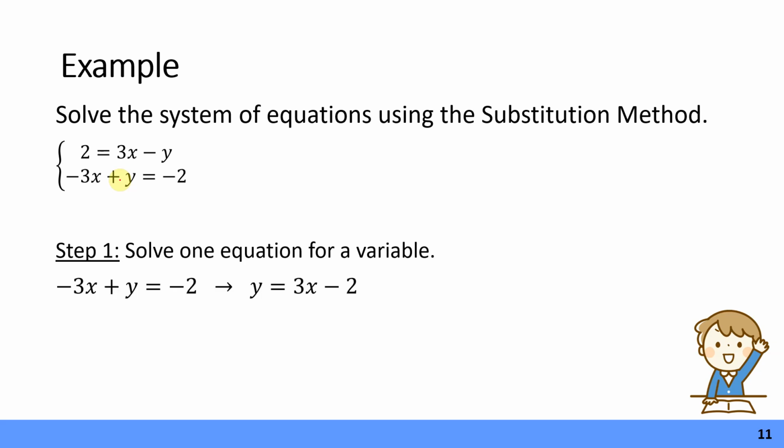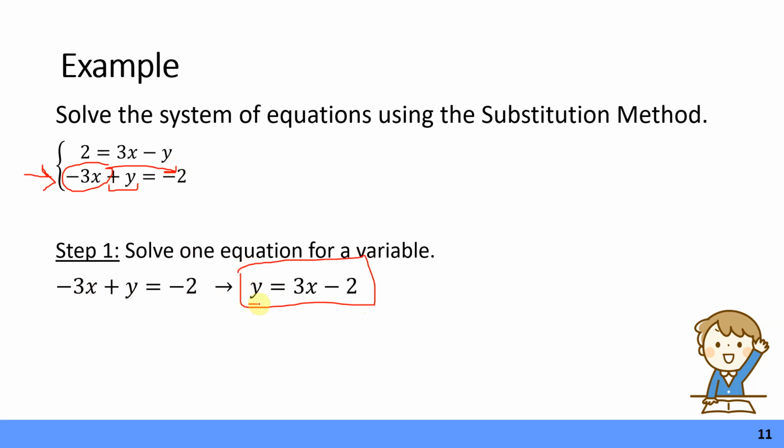To make my life easier though, I chose the bottom one. I chose this one because look at that. The y is almost by itself. All I have to do is just throw this to the other side and I'm going to be done. So that's why I chose that one. But like I said, you could have chosen the first one. It's okay. Go for it. So I chose the bottom one. Like I told you, I just moved the 3x to the other side. It becomes a positive 3x and I'm already done. This equation is solved for y.